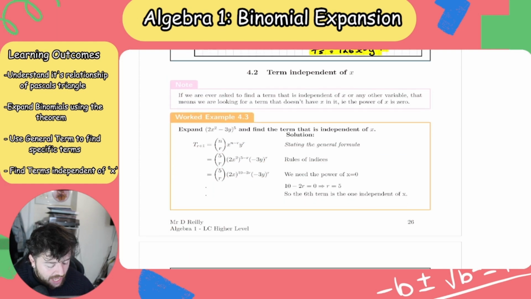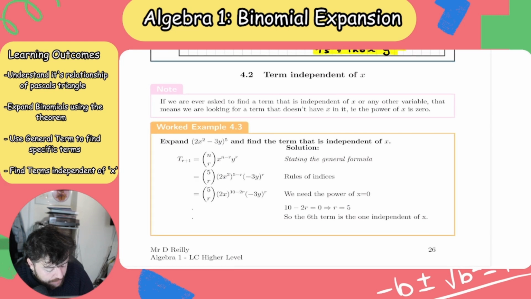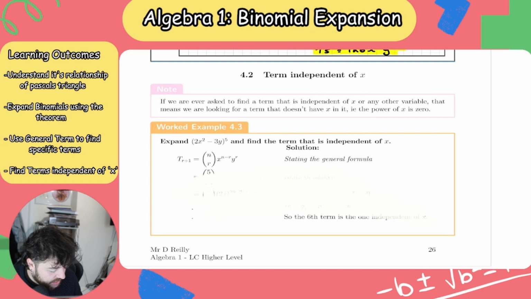So that's why we're going to look at terms independent of x. Let me just rub this out so I can do it myself. Right.